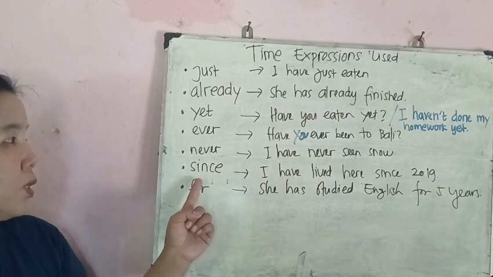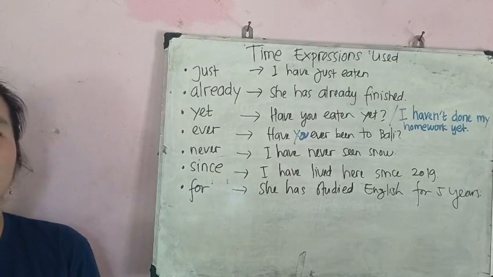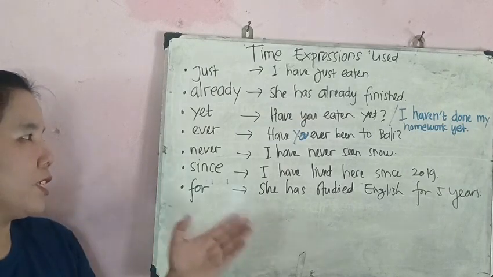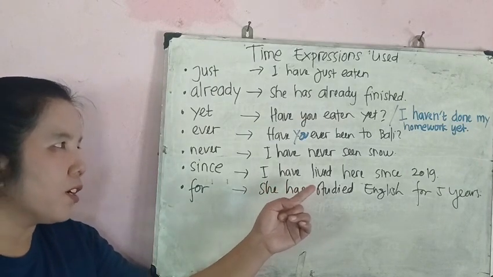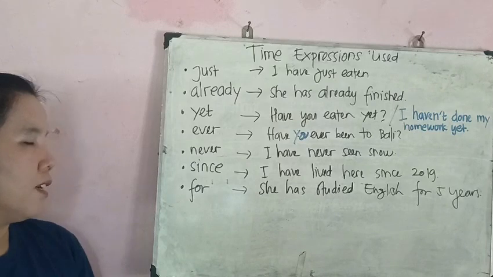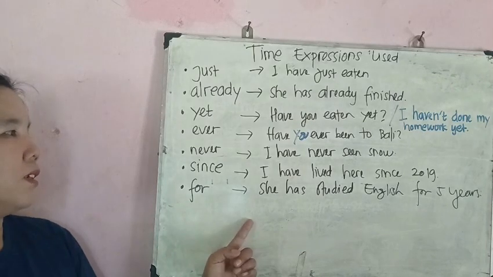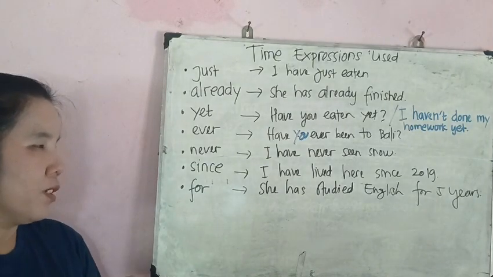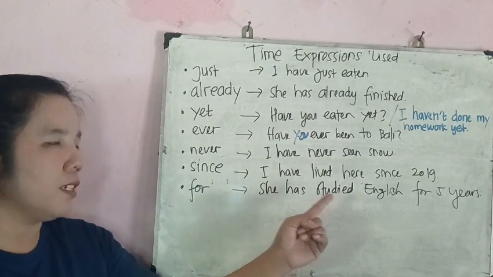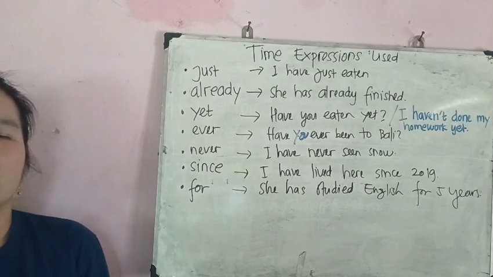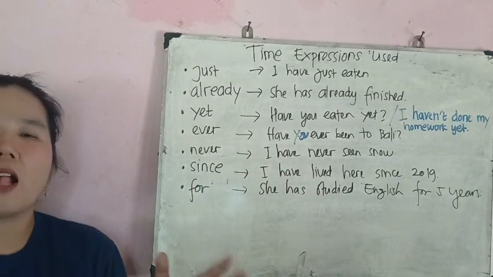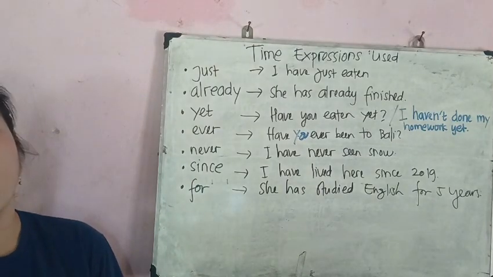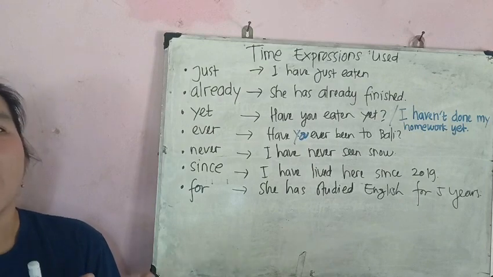Next we use since. Since shows the starting point of an action. For example, I have lived here since 2019. And we use for. We use for to show the duration. For example, she has studied English for 5 years. So these expressions help give more meaning to the sentence and show when or how long something has happened.